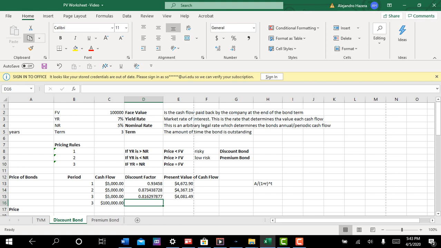4,081.49. Okay, and finally, at the end of year 3, you have 2 cash flows. First cash flow is the interest expense of $5,000 you pay, and the second cash flow is the $100,000 that you've got to pay back. And you'll see this in the journal entries.